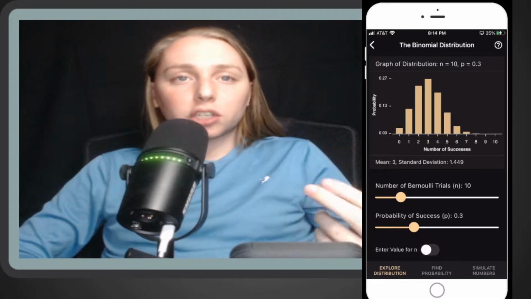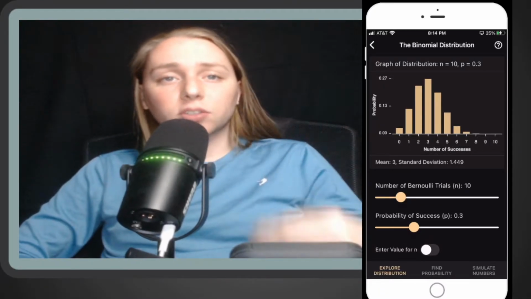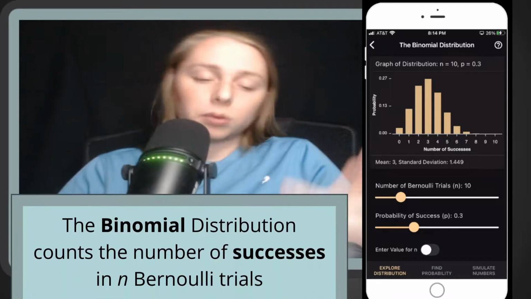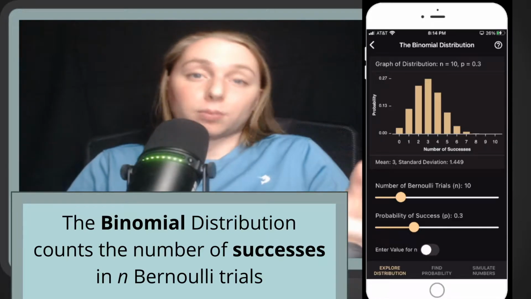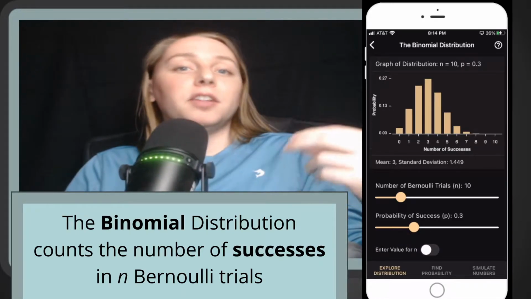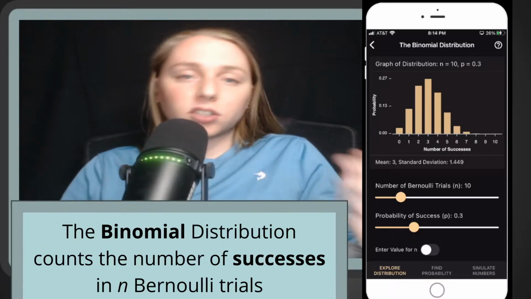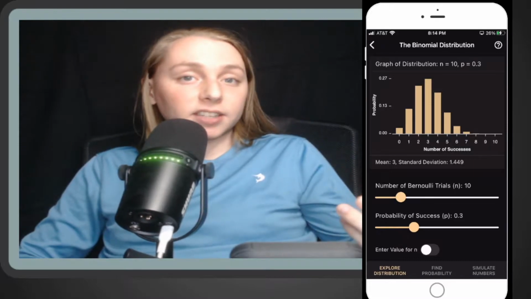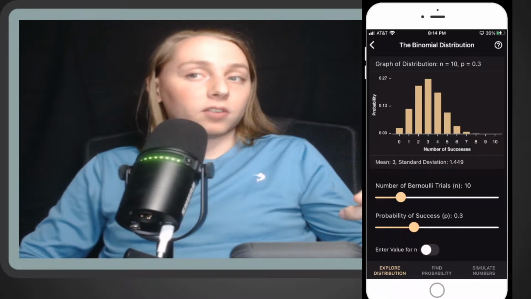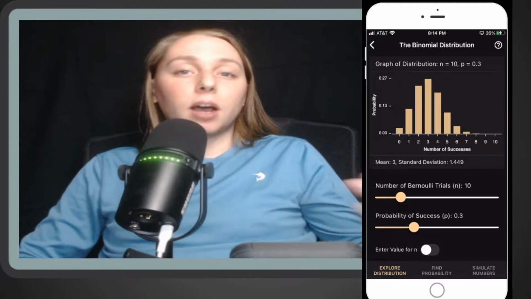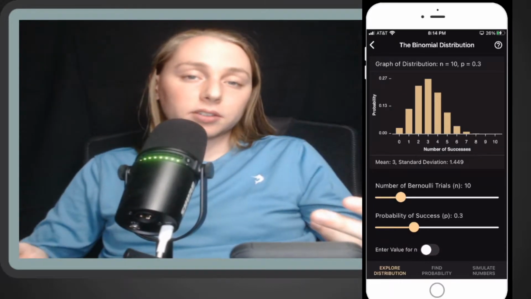The binomial distribution counts the number of successes in n Bernoulli trials. So what exactly does that mean, or what even more broadly does that mean? Well, in the grand scheme of things, the binomial distribution counts the number of successes, with each trial having a given percentage chance of success and a percentage chance of failure, of course one complementing the other, and how many times that comes up out of how many trials.